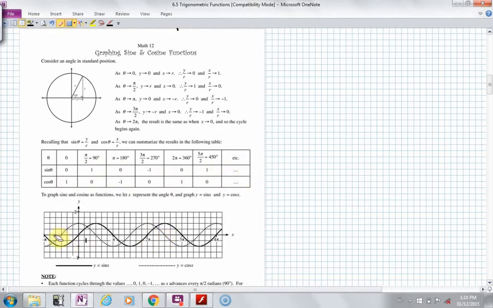So sine x is the bold and cos x is the dotted, which is exactly the activity that you did yesterday, but you did a few more points in there. Okay? Everyone all right with that piece?